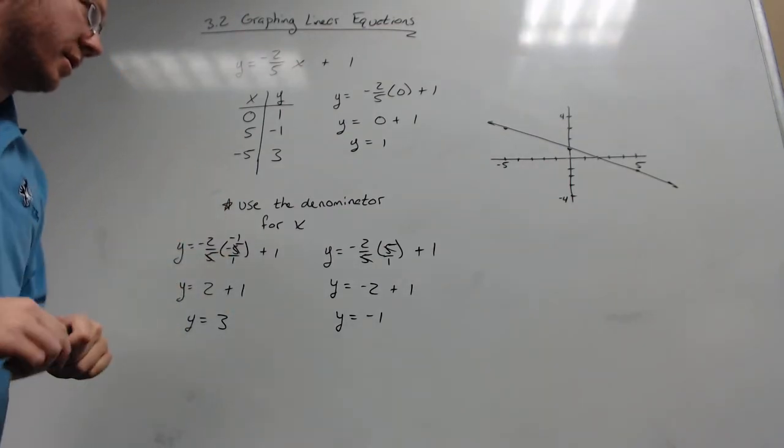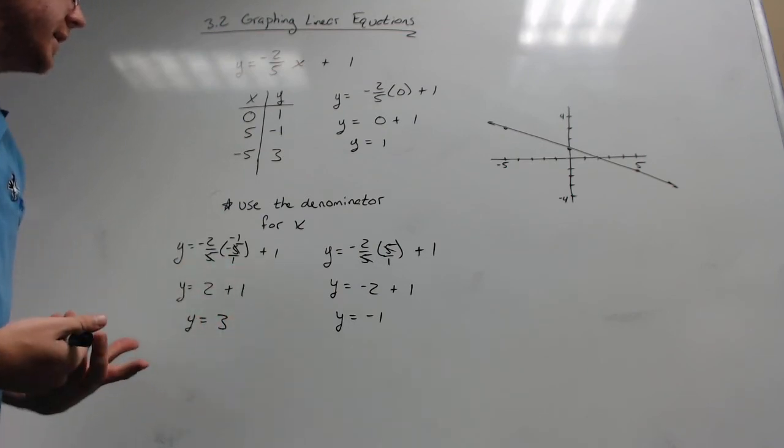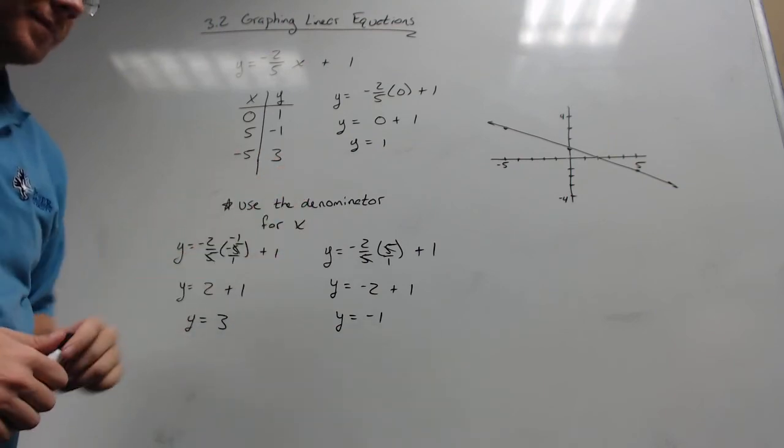So there's our main type of problem from 3.2, and this is going to work for any type of line. You can pick your values for x, your values for y, find those solutions, and graph.